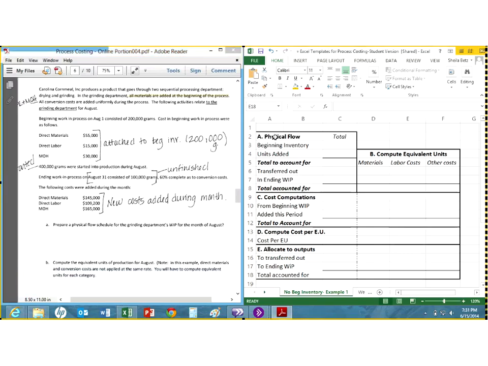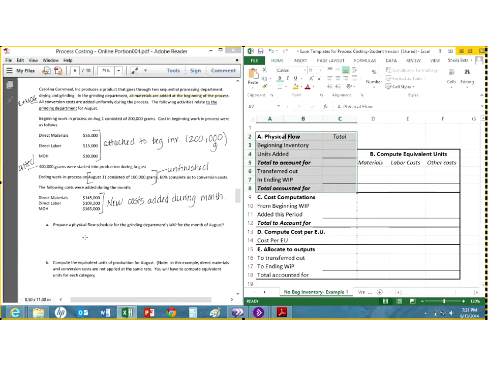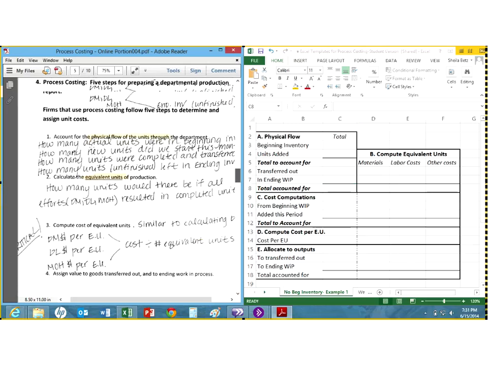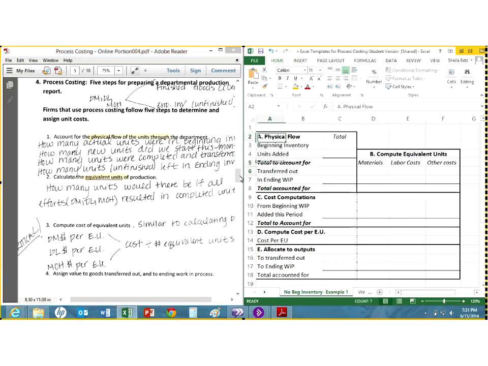So this is what we're going to do. Step 1A here is the physical flow, and this is going to answer question A, prepare a physical flow schedule for the grinding department's work in process for the month of August. Remember previously, I'm going to scroll up here, we said we need to be able to answer these 4 questions for step 1. We're going to be able to do that in this physical flow.